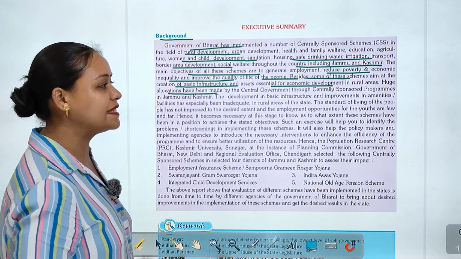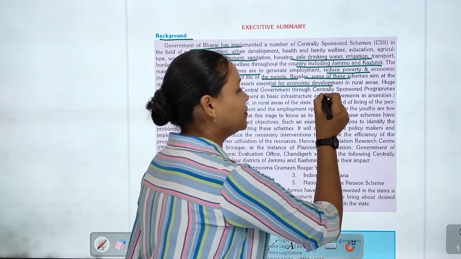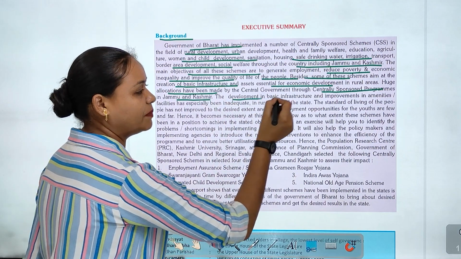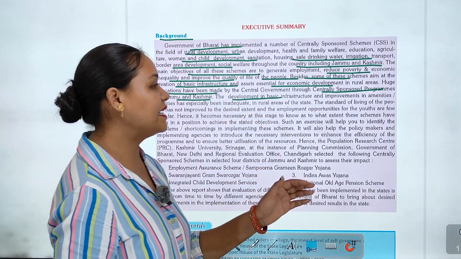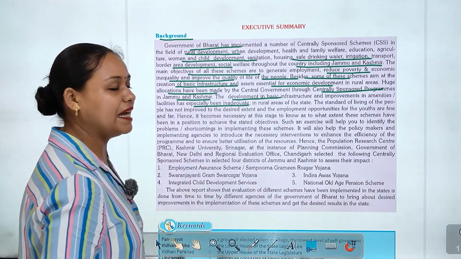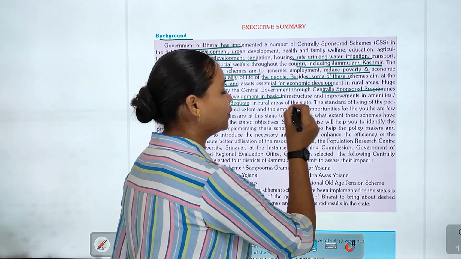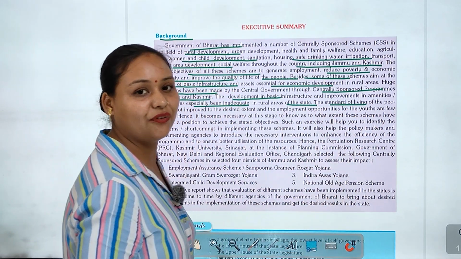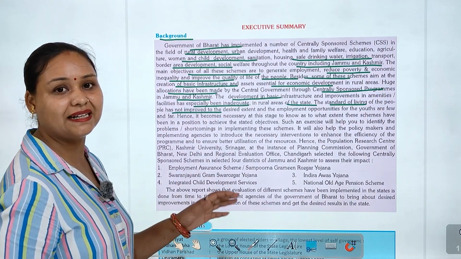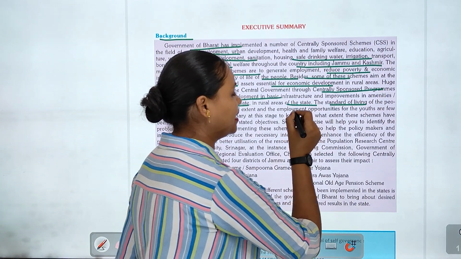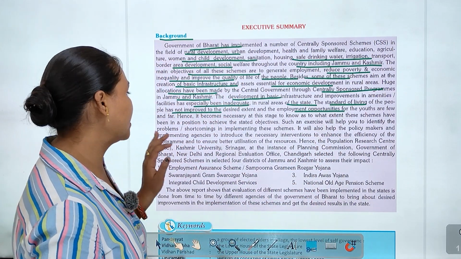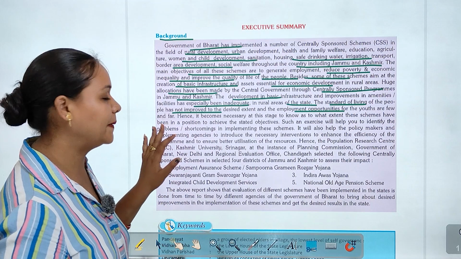Allocations have been made by the central government through centrally sponsored programs in Jammu and Kashmir. The development in the basic infrastructure and improvements in the amenity facilities has especially been inadequate. In rural areas of the state, the standard of living of the people has not improved to the desired extent, and employment opportunities for the youth are few and far between.